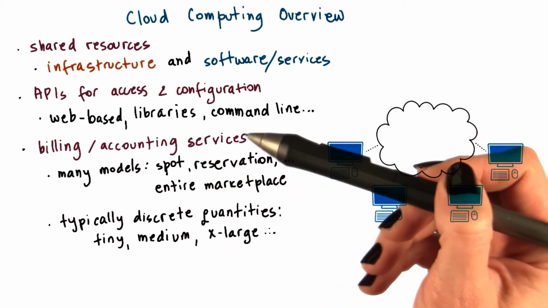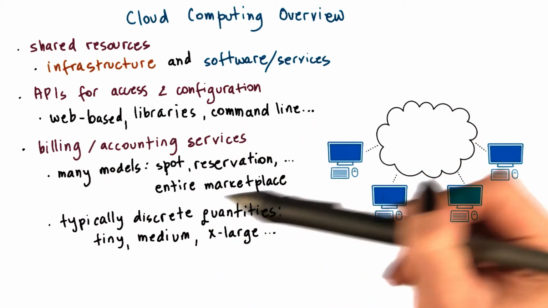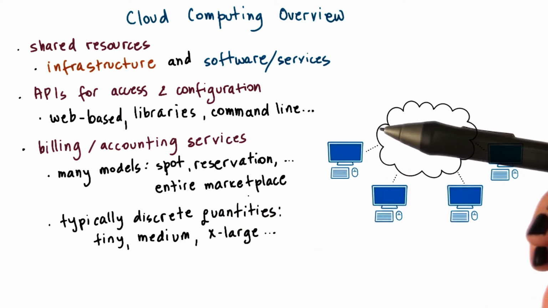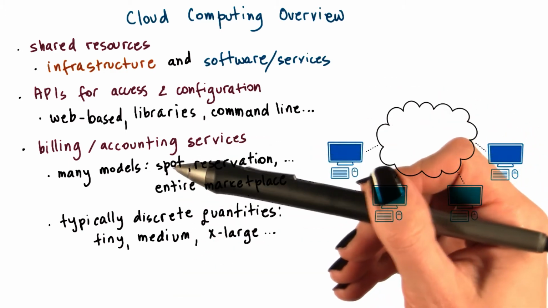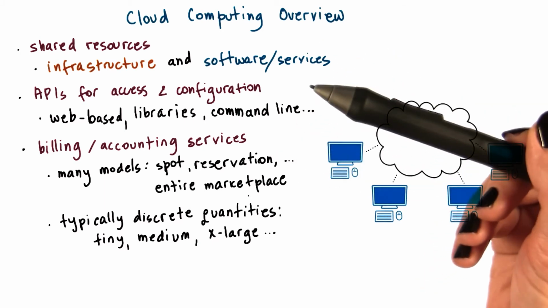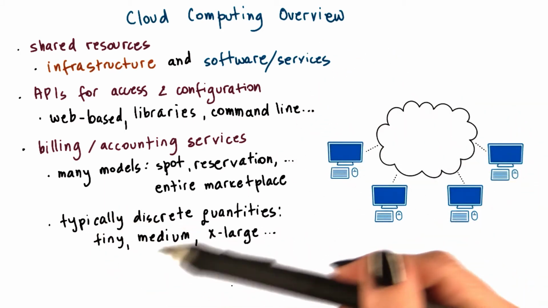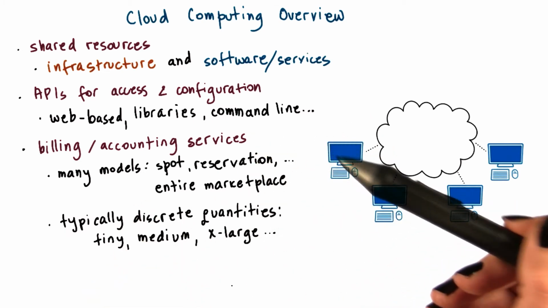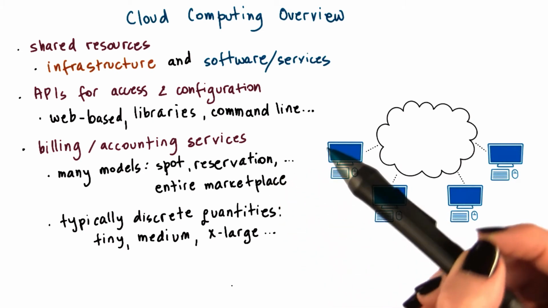Providers offer many different types of billing and accounting services. There is an entire marketplace surrounding these cloud services and cloud resources that includes pricing models with spot prices or reservations for future prices or other types of models. One common characteristic is that billing is typically not done based on actual usage, just because the overheads that are associated with ultra-fine-grained monitoring and management tend to be pretty high.